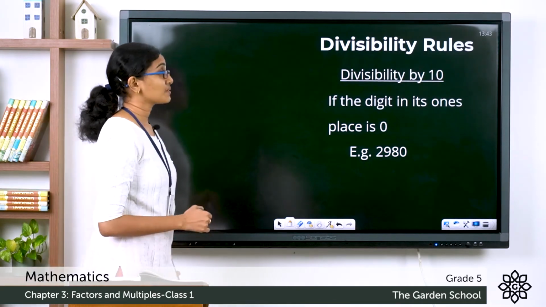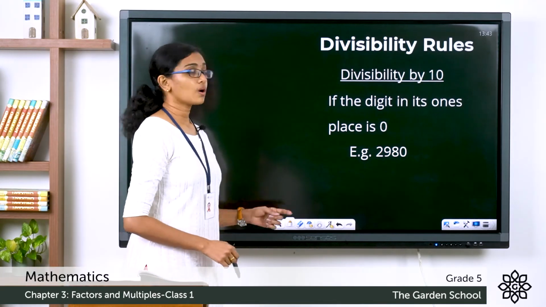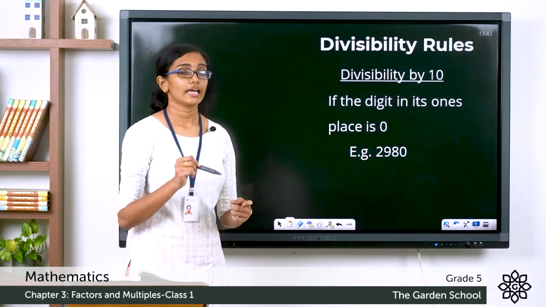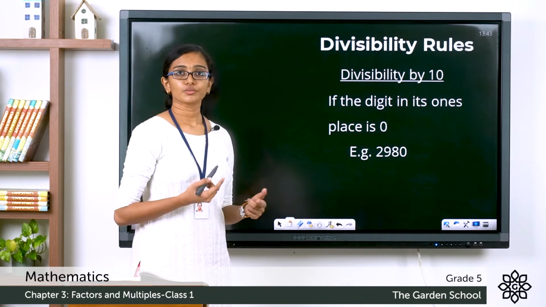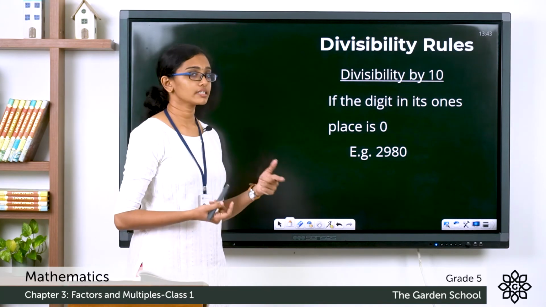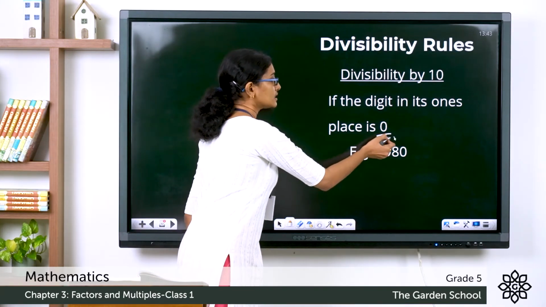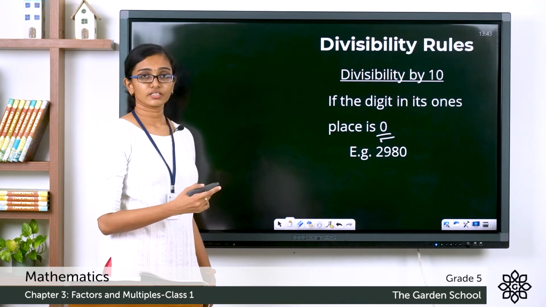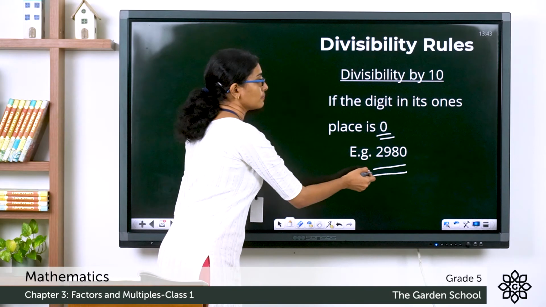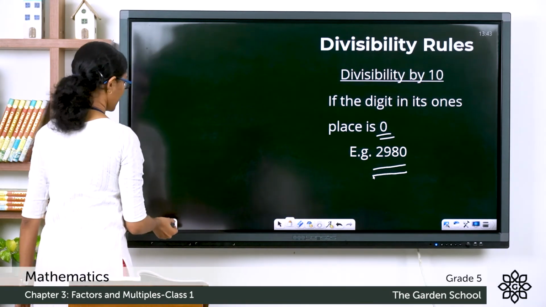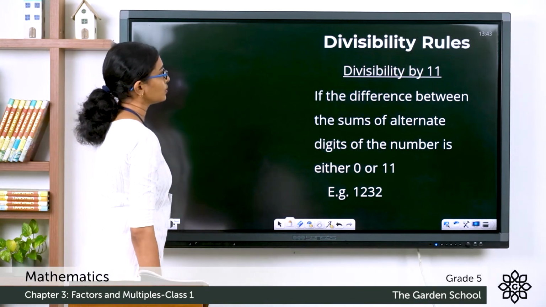Now, divisibility by 10. We know all the multiples of 10 end in 0, right? 1 ten is 10, 2 tens are 20, 3 tens are 30 and so on. So, if the digit in the ones place, the last digit, is 0, you can say the number will be divisible by 10. I hope these rules are clear to you.